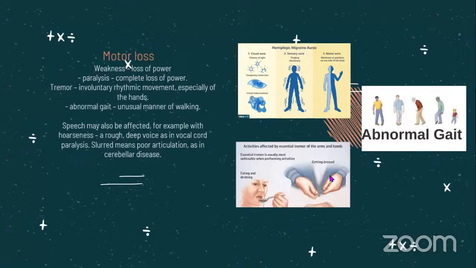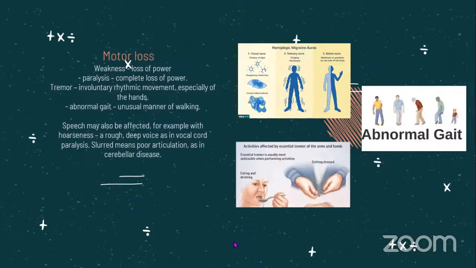Jethro, would you help me here, please? Okay, teacher, good evening. Motor loss: weakness, loss of power; paralysis, complete loss of power; tremor, involuntary rhythmic movement, especially of the hands; abnormal gait, unusual manner of walking. Speech may also be affected, for example with hoarseness, a rough, deep voice, as in vocal cord paralysis. Slurred means poor articulation, as in cerebral disease.